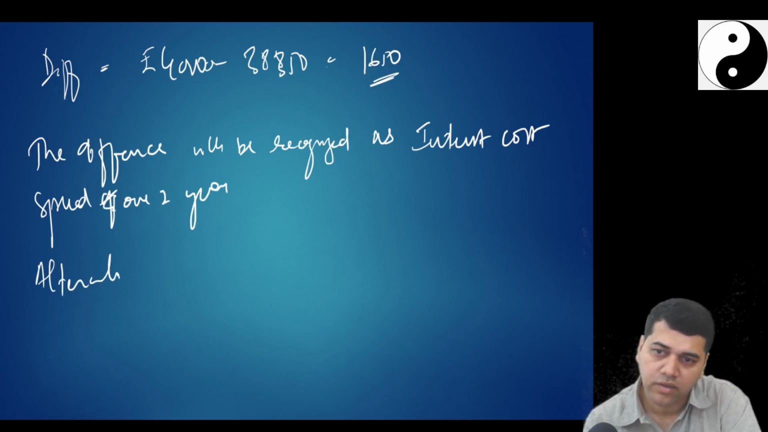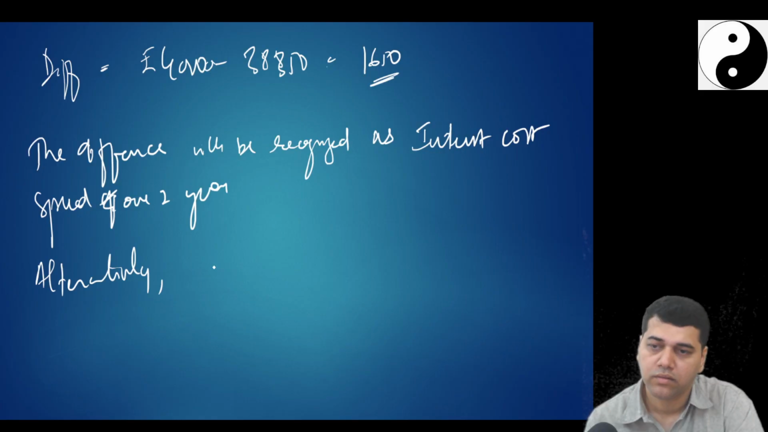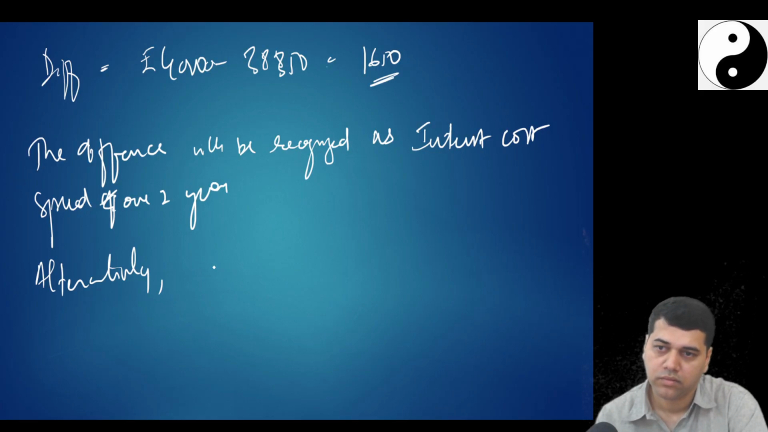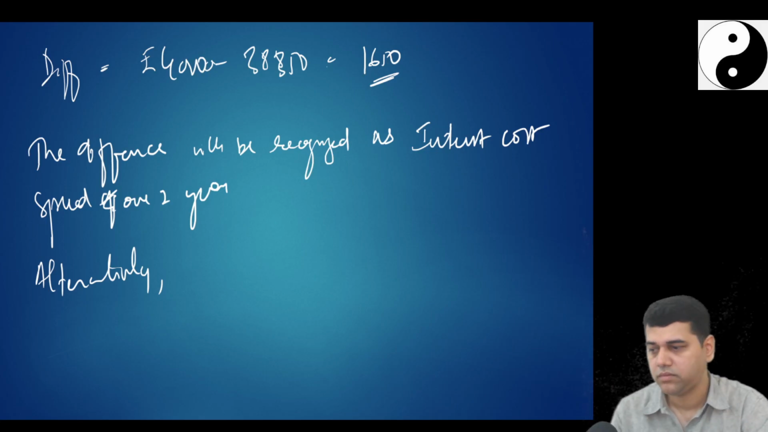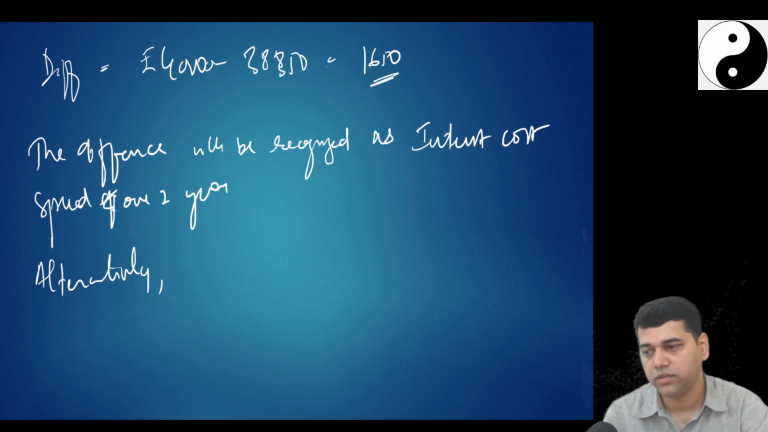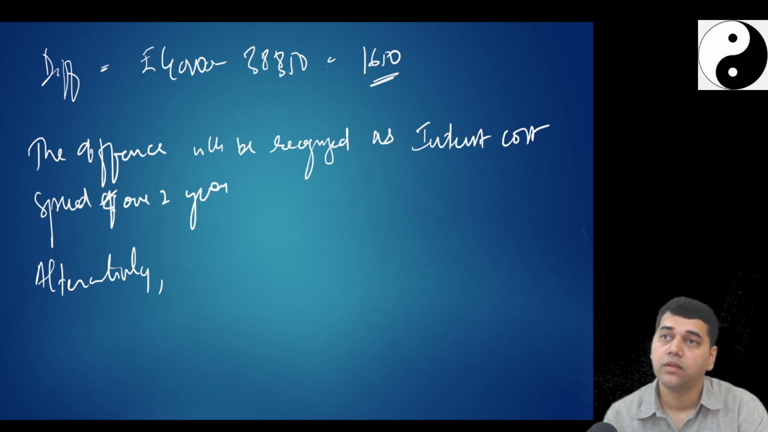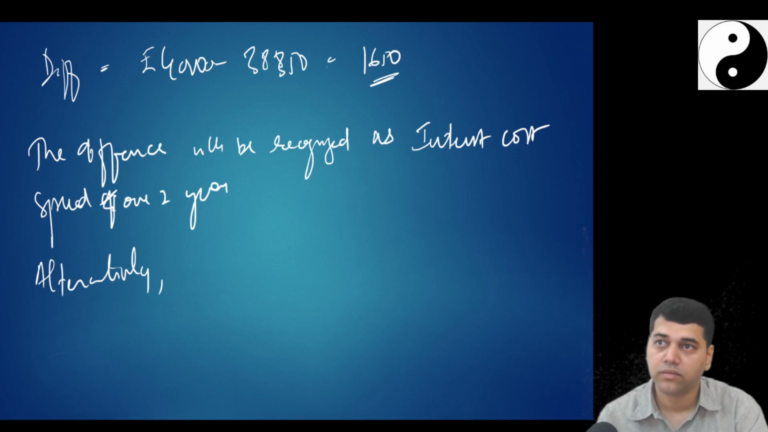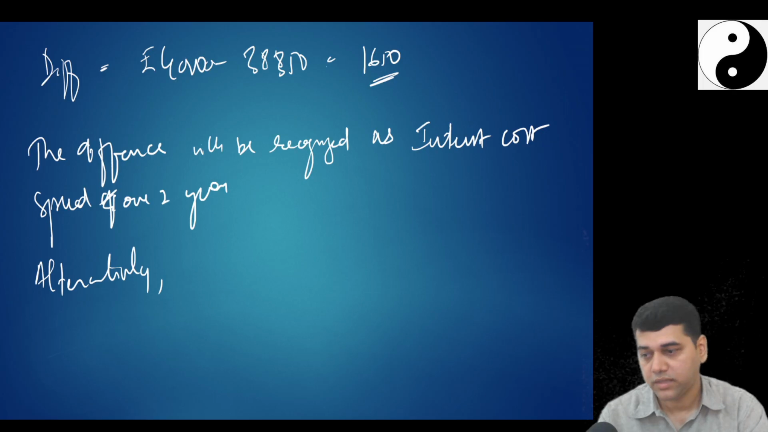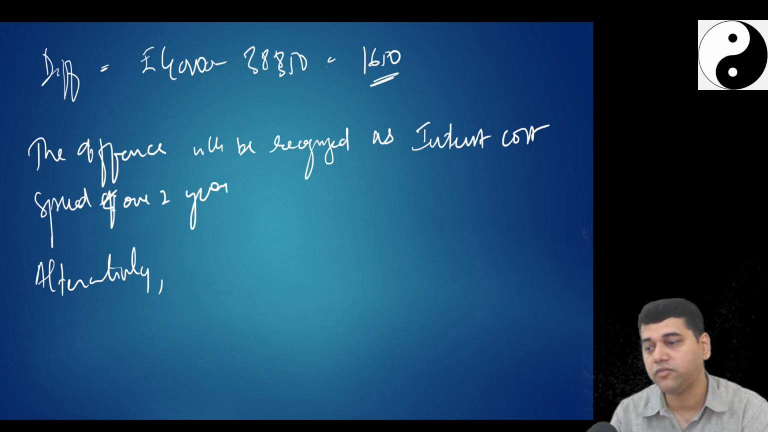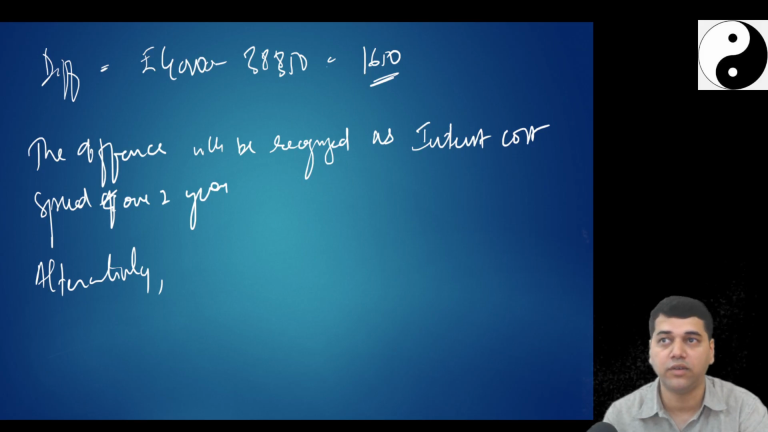alternatively, 40,000 is the transaction price. Yeah, that's what. But what they have said is that this will be spread over 2 years. If it's an L1, you should have written it off.